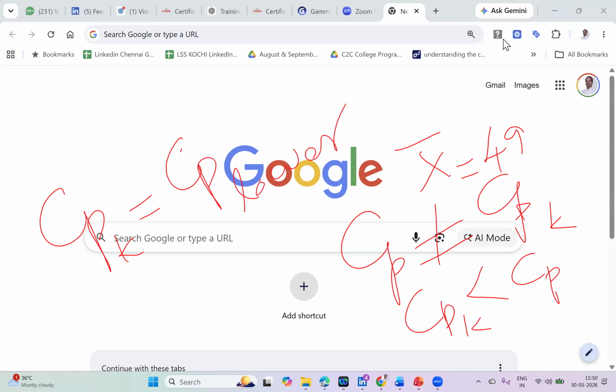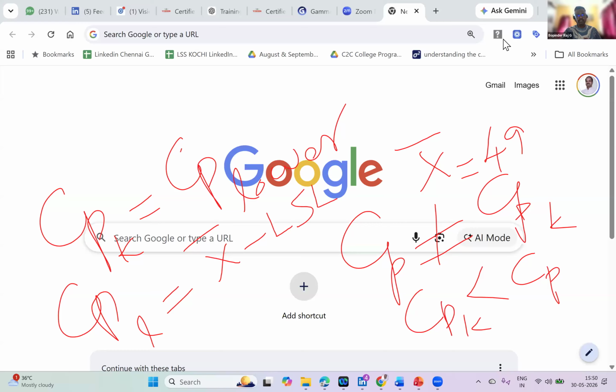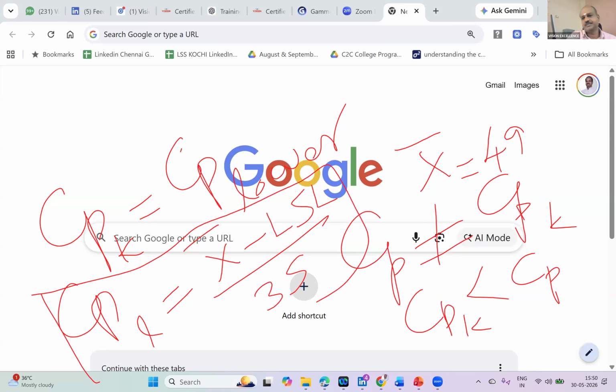And for CP lower, what is the formula I should use? X bar minus LSL, divided by 3 sigma, or 3S. Okay, this is the formula.